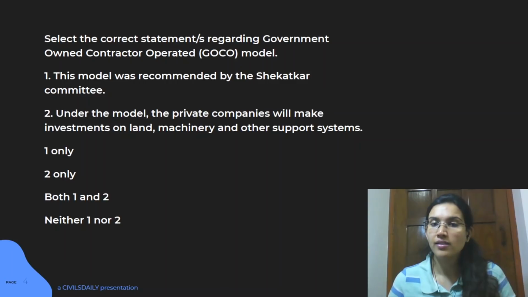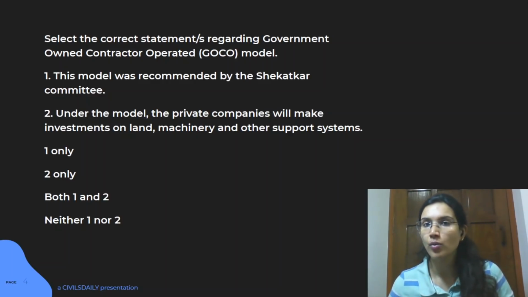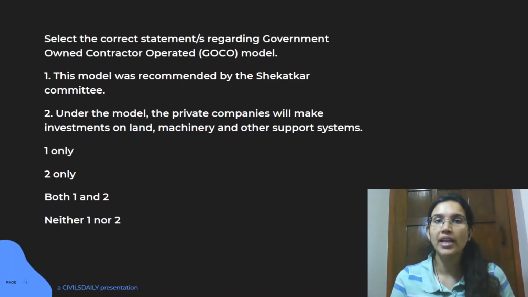Those kinds of refinements, making the army more effective, were suggested by this committee. The second statement says that under the model, the private companies will make investment in land, machinery and other support systems. When you look at questions on models, you should understand where the private sector is going to invest and where the government is going to invest. Who is going to take care of the land and finances, and who is going to take care of the operations? This distinction is very important with respect to prelims.